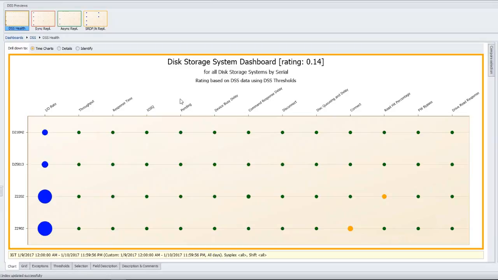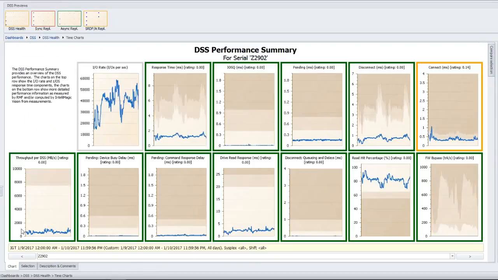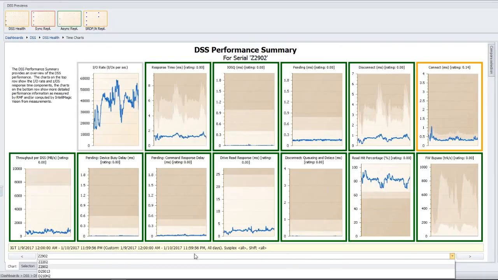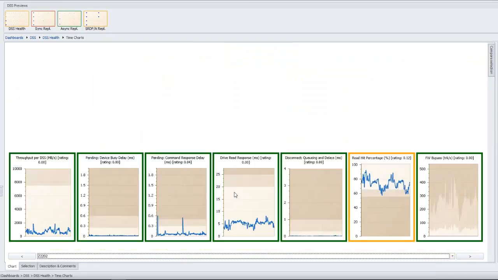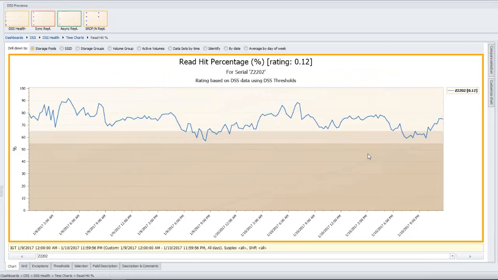So from here, we're going to drill down, and we're going to show you a multi-chart for one of the storage systems. All you have to do is click on one of the storage systems, and you get this multi-chart. So now all those metrics that we were looking at before, all these key metrics are now in chart form. I can go down here and I can change to a different storage system easily and get the multi-chart for that storage system. In this case, my yellow metric is read hit percentage. I'm going to bring that chart up first.